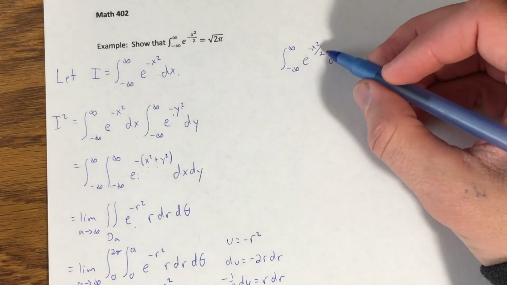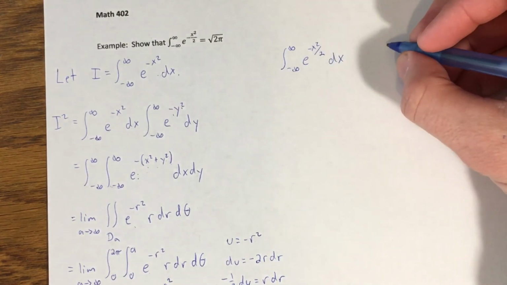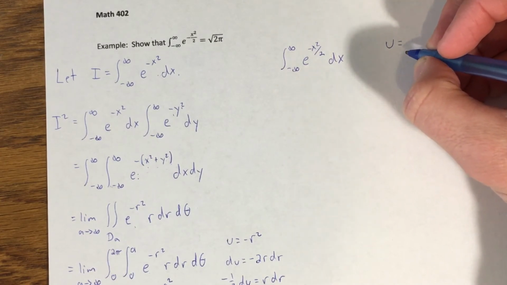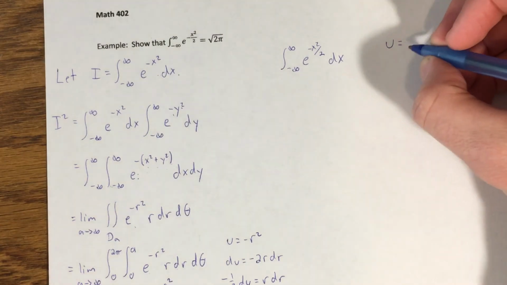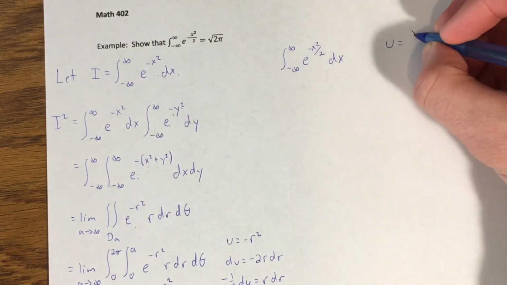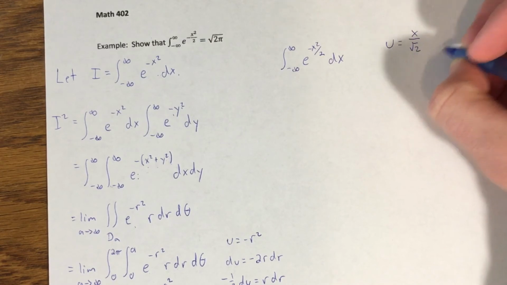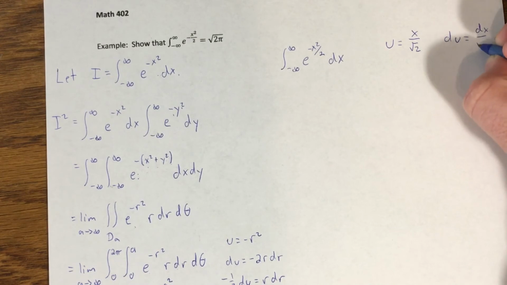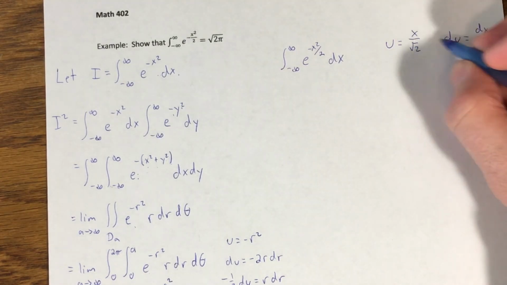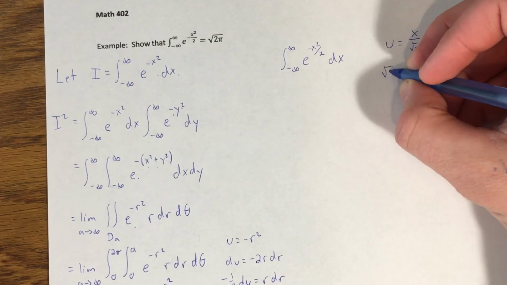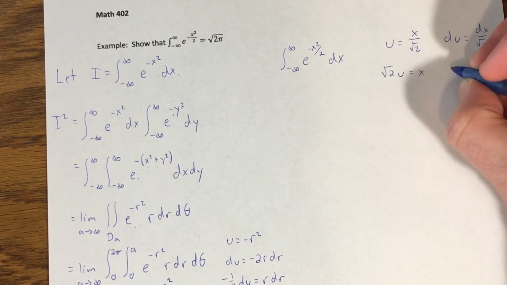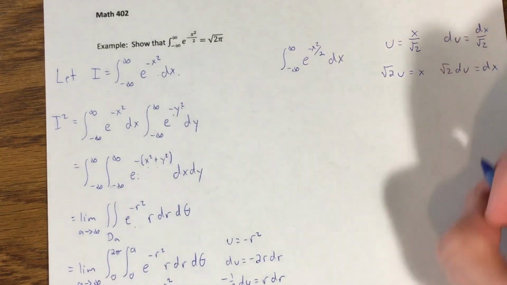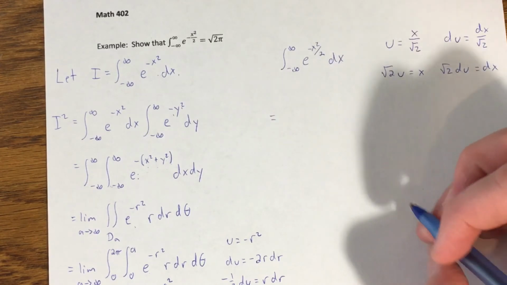I'm going to make a u substitution here. I'm going to set u equal to x over root 2, which would make du equal to dx over root 2. If I isolate the x in each one of these, I get root 2 u equals x, and root 2 du equals dx. Okay, now think about what that does to this integral.